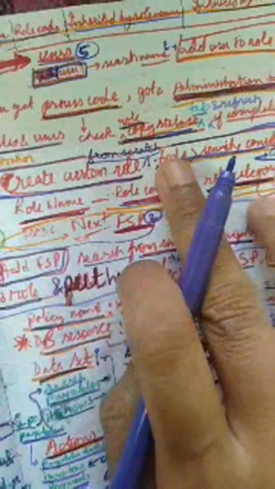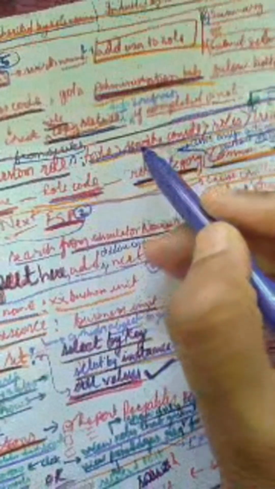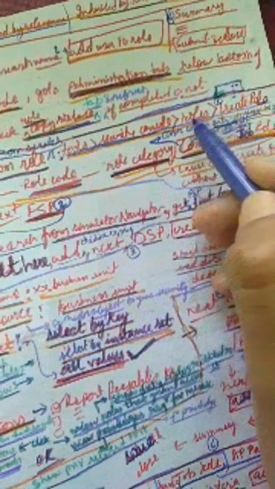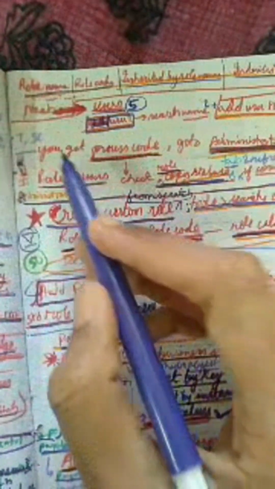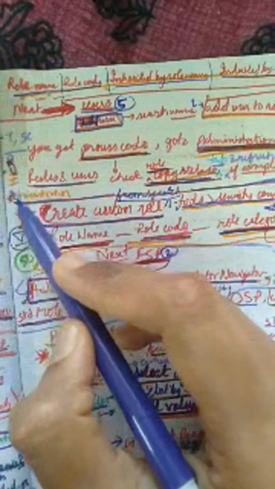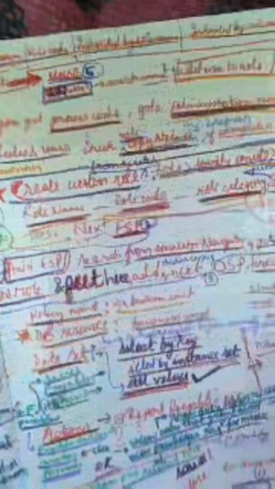So once this is done, the next one is to create a custom role from scratch. What we do is we'll go to tools security console, and roles. As I said, after security console a page opens and there are multiple options: roles, users, and administration. So we'll go to the roles option.